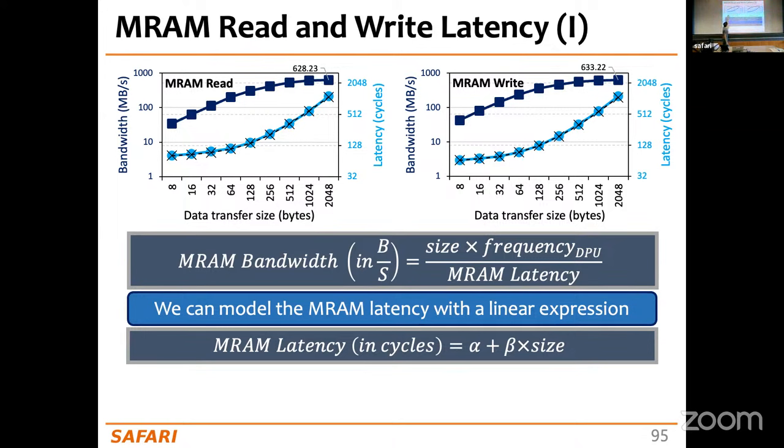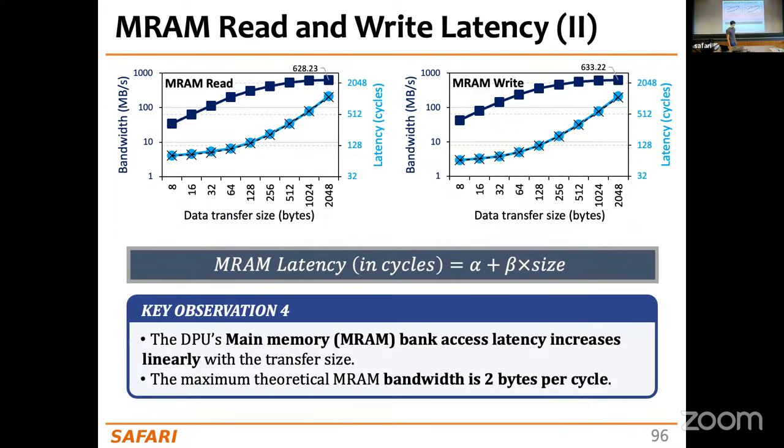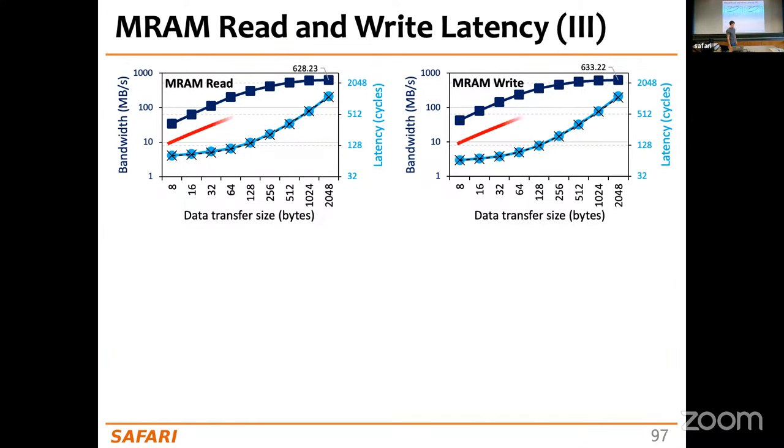What you can see is that the darker blue line is the bandwidth, and this bandwidth tends to saturate after, for example, around 512 bytes, right? What it means is that you probably want to maximize as much as possible the length of these transfers, because this means that you get more bandwidth from the memory. So in principle, that's something good to do when you want to accelerate the performance of a particular workload.